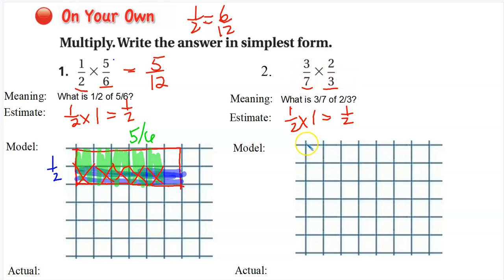So I'm going to start here and drop down 7. 1, 2, 3, 4. Oops, I don't have enough room. 1, 2, 3, 4, 5, 6. Let me just add another little row. Okay, so I've got 7, and then I'm going to go over 3, because that's the other denominator. So let's make this a different color. So here we go. 7 and 3.